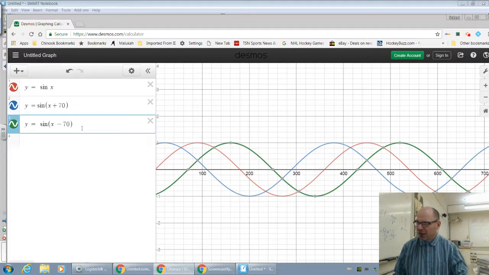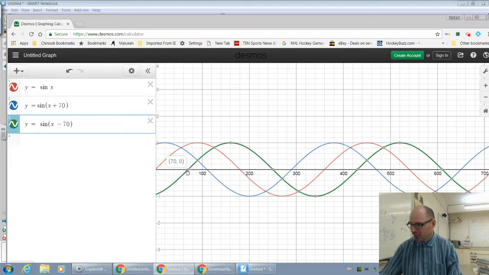Okay, so that value that goes with the x in the brackets shifts it horizontally along the x-axis, changing the x-intercepts. Okay, instead of 0, 0, it's 70, 0, right? Instead of 180, 0, it's 250, 0, and so forth. So it shifts the graph. So let's summarize that here.